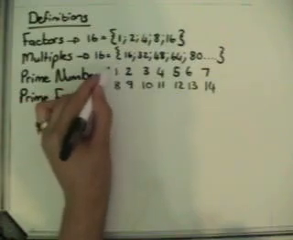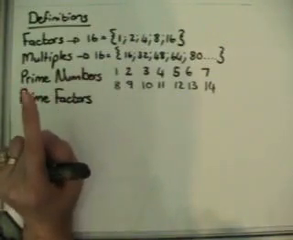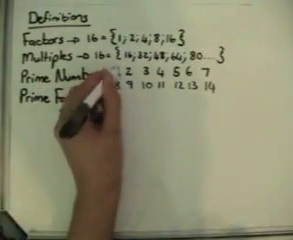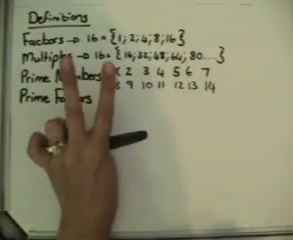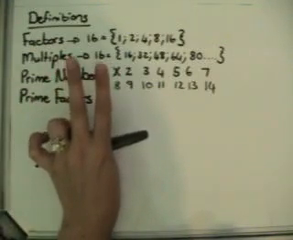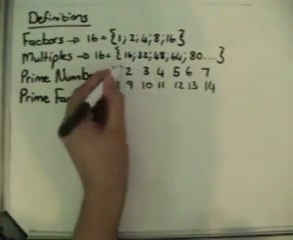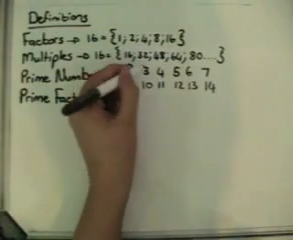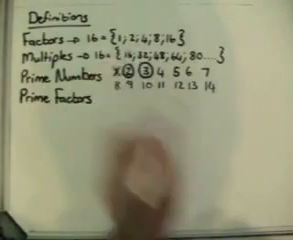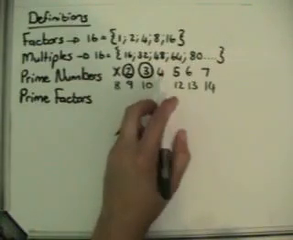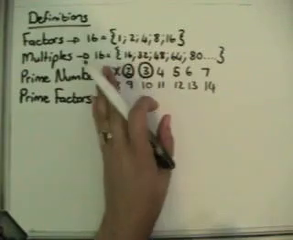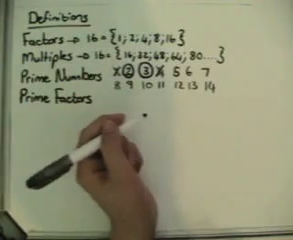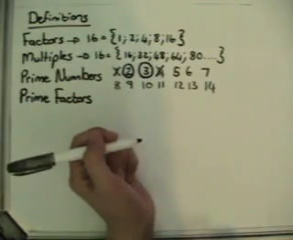If I look at 1, it has exactly one factor, one thing that can divide into it, and that's 1. So that's not prime, because a prime number must have exactly two factors, and those factors are always 1 and itself. 2 has two factors, 1 and itself. 1 goes into 2 and 2 goes into 2. 3 has exactly two factors, 1 and 3. And 4 has three factors, 1, 2, and 4 goes into 4. So there's not two exact factors, and then 4 is not a prime number.